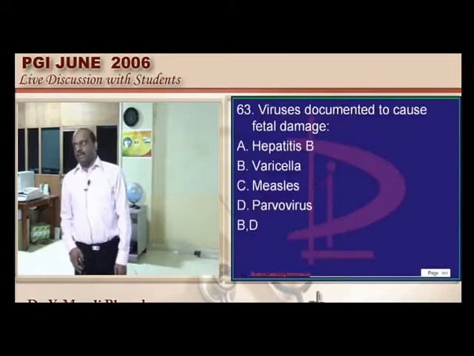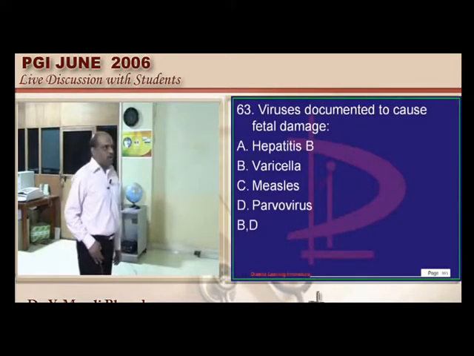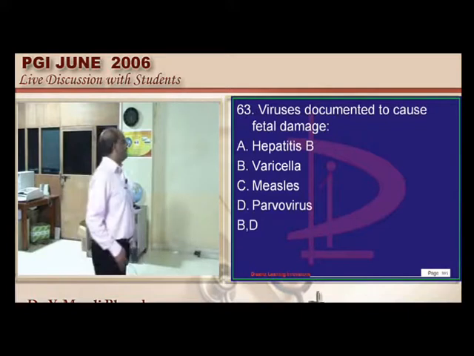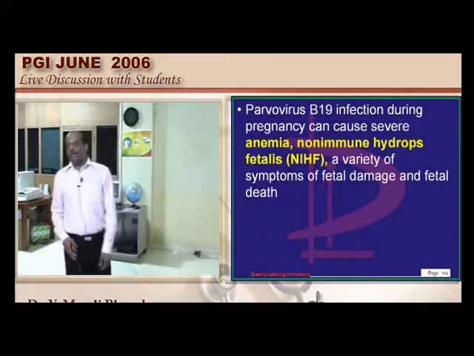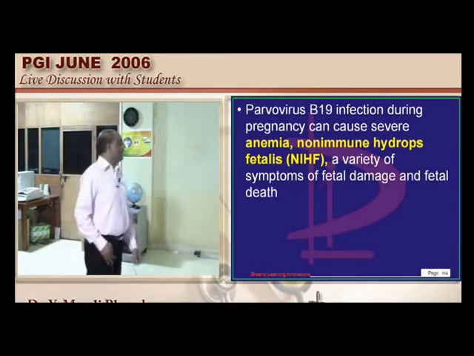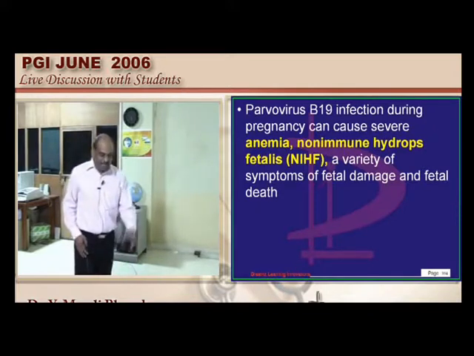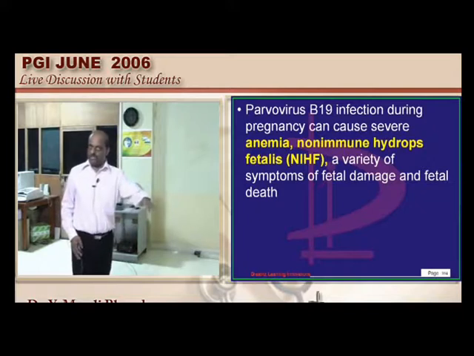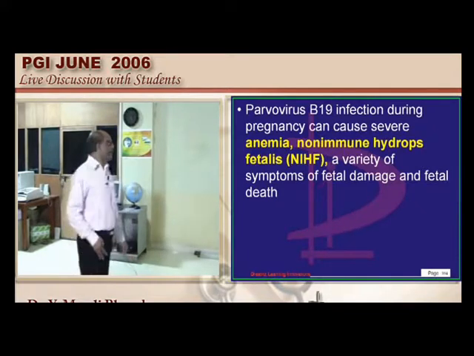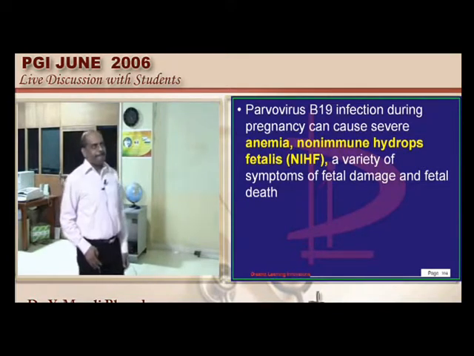Then what are the viruses which are capable of causing fetal damage? Teratogenic viruses. Parvovirus is capable of causing anemia, non-immune hydrops fetalis. It causes the erythroblasts in the growing fetal bone marrow to become destroyed. Even in adults it can cause aplastic anemia. Parvovirus is what has to be remembered.